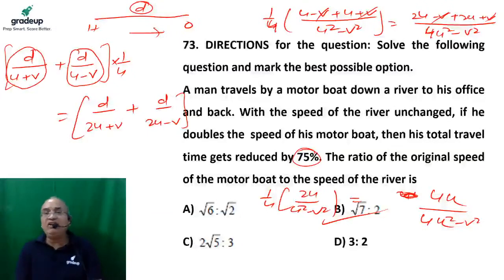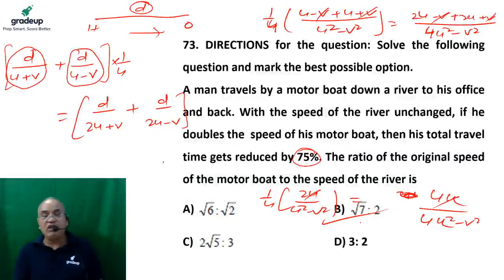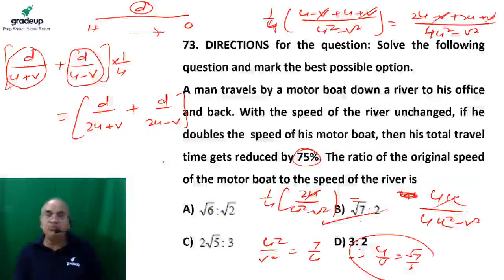4 will go that side, it will become 16u, and you can cross multiply. This u will get struck out by this u, and you can easily solve the question. So your answer would be u square upon v square is equal to 7/4. Therefore u upon v is nothing but root 7 by 2. So this would be your answer. Please solve it.